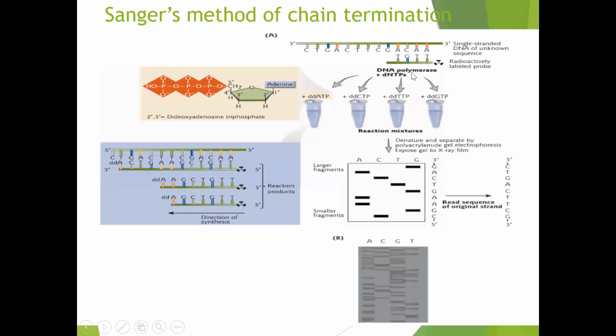So after this primer is added, the other requirements are DNA polymerase and all the 4 dNTPs, which are the precursors for DNA synthesis. After this, the reaction is divided into 4 parts. In each reaction, one specific chain terminator is added. So in this reaction, ddATP, ddCTP here, ddTTP here, ddGTP here. So when these 4 parallel reactions are carried out, first what we do is, what happens during this reaction that we can see and how the reaction products are formed.